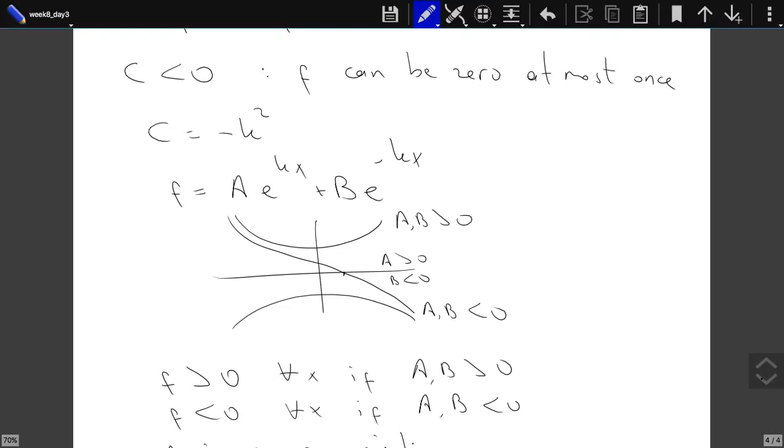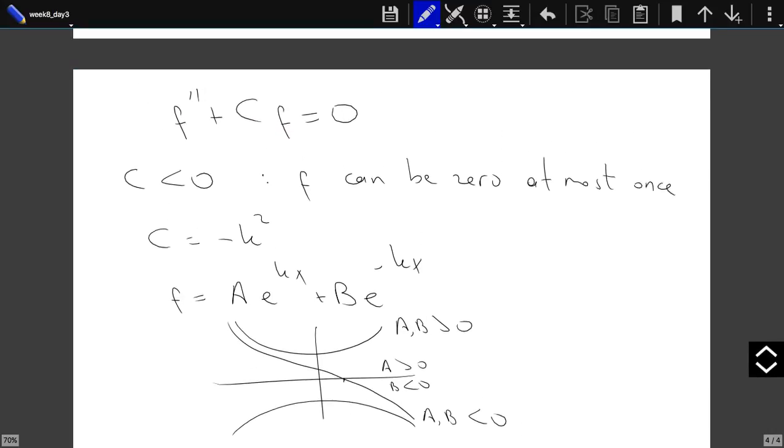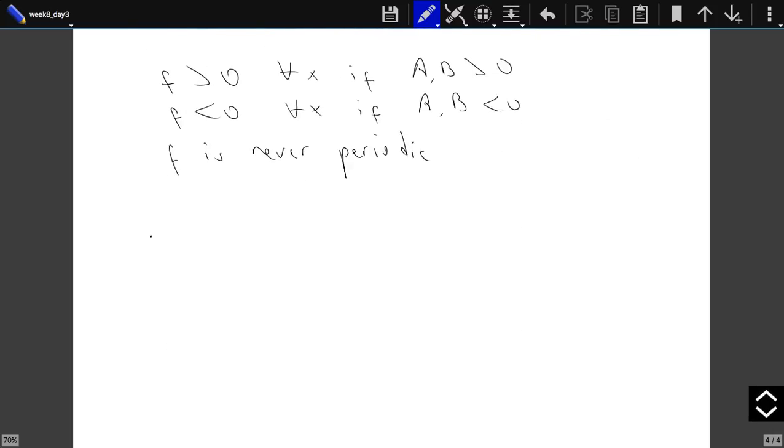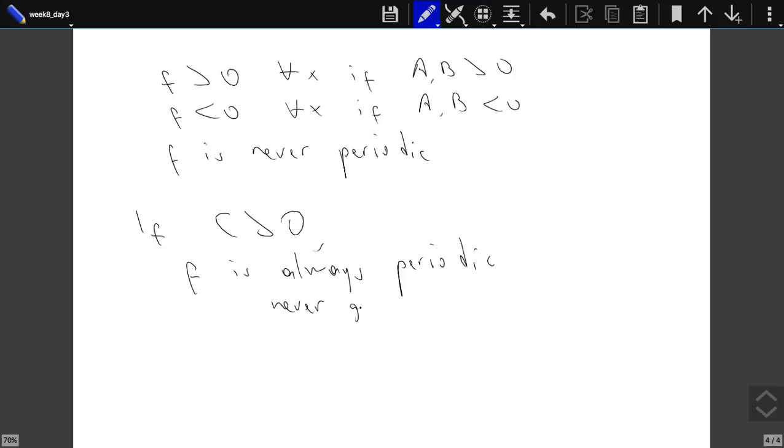If you don't have any of these criteria, if your function doesn't need to repeat itself or it doesn't have to cross 0 more than twice, it doesn't have to. The other alternative, by the way, the one that if c is positive, f is always periodic. Which also means that it never goes to 0 at infinity. It just oscillates up and down.